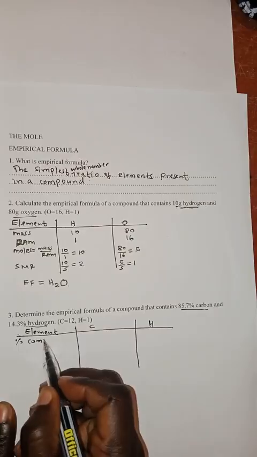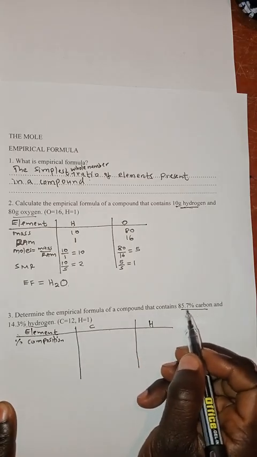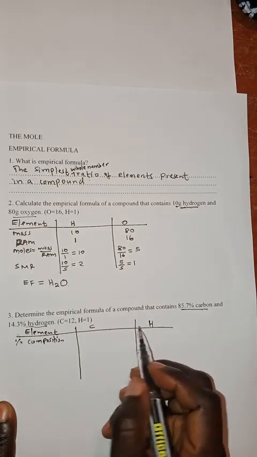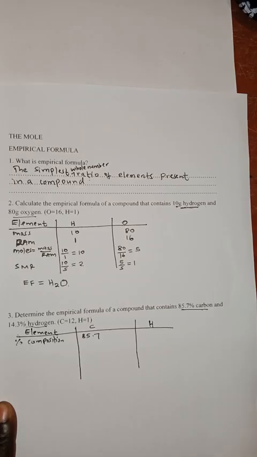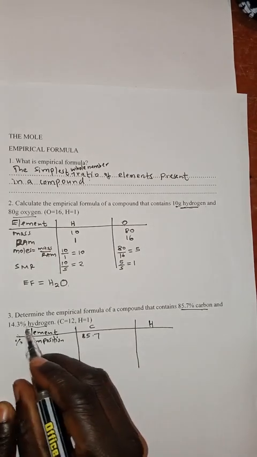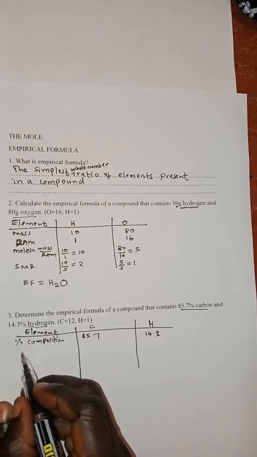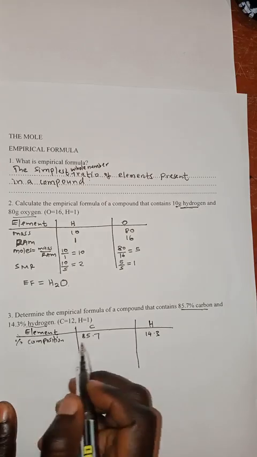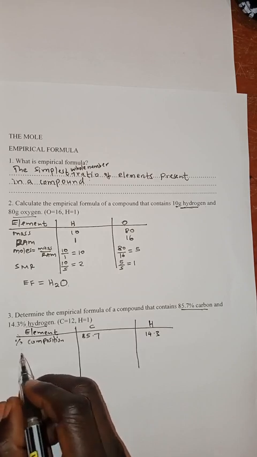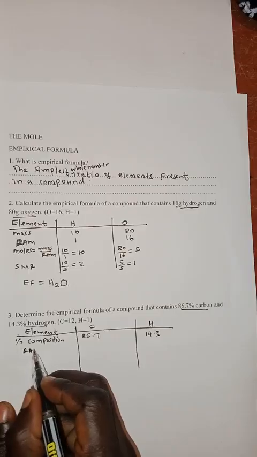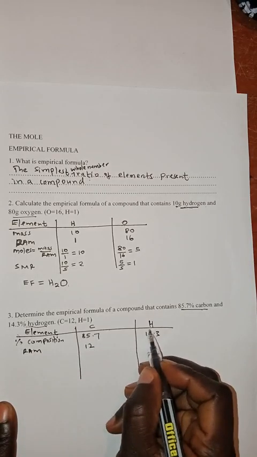Percentage composition. We have two elements. The percentage composition of carbon we have been given is 85.7, and the percentage composition of hydrogen is 14.3. Then, remember the total percentage composition for the two elements should be 100%. The relative atomic mass for carbon is 12, hydrogen is 1.